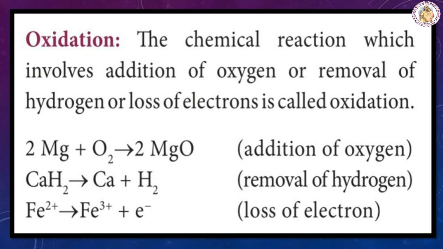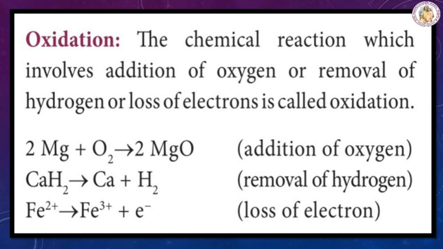Magnesium is combined with oxygen and forms what? Magnesium oxide. Okay, so here is the addition of oxygen: 2 Mg plus O2 gives 2 MgO. Next one is calcium hydride. In this calcium hydride, hydrogen is removed from the calcium hydride. So here is the removal of hydrogen.